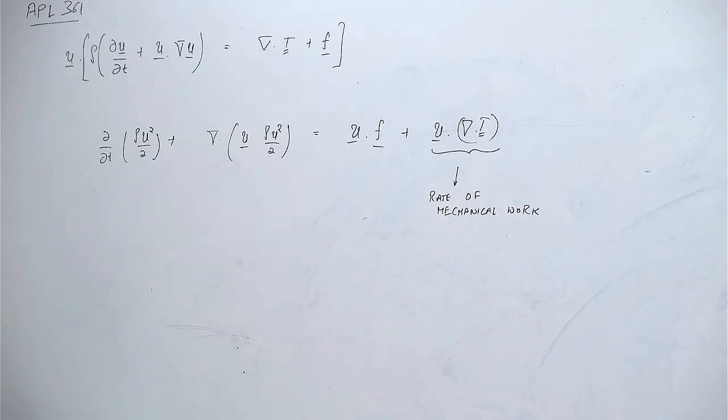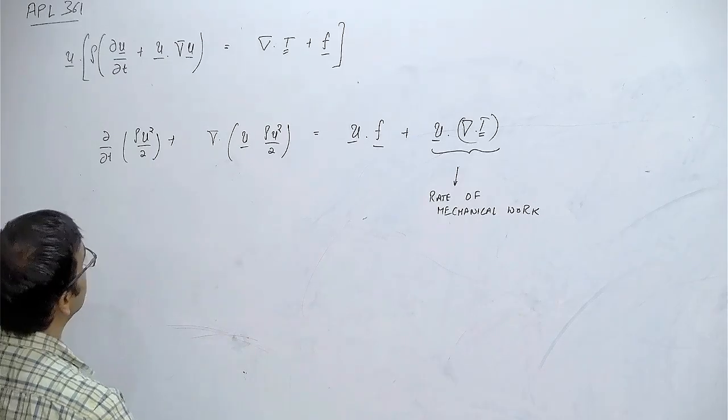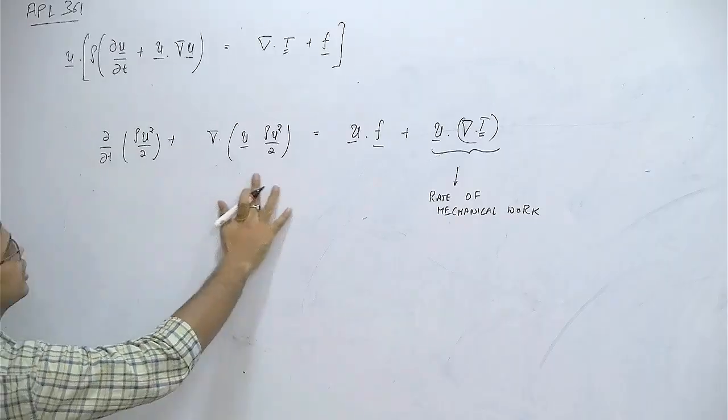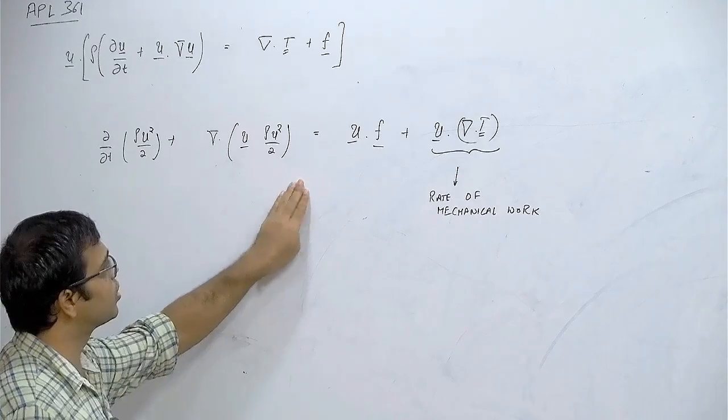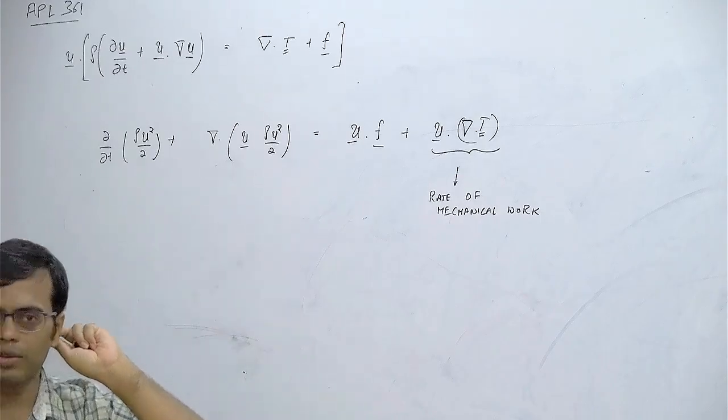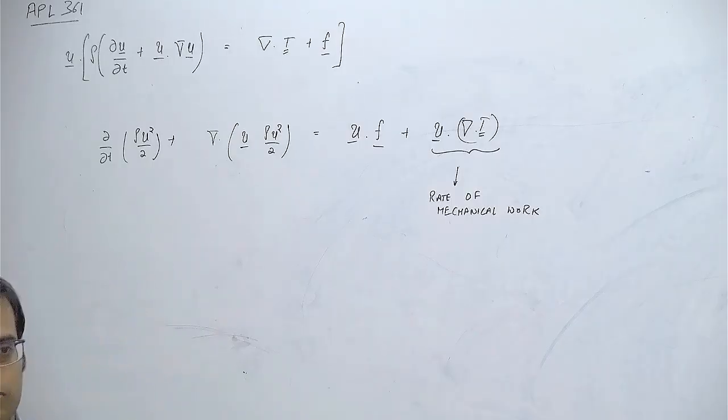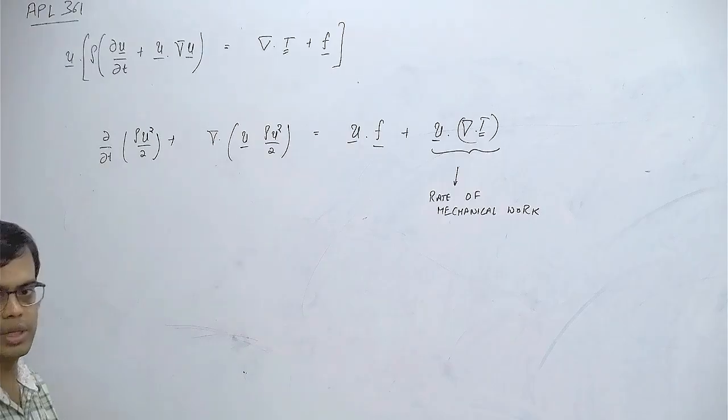So today what we are going to do is use this equation to see what the temperature equation in fluid mechanics looks like. Basically this is the transport of kinetic energy. We can formulate an equation for transport of total energy, and we know total energy is a sum of kinetic energy and internal energy. So by subtracting this from the total energy equation, we can obtain the internal energy equation, which is what we are going to use to get the temperature equation.